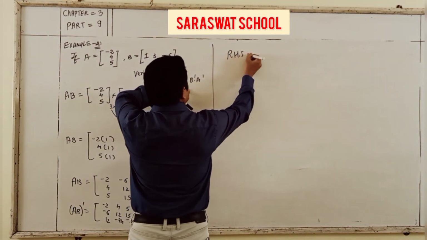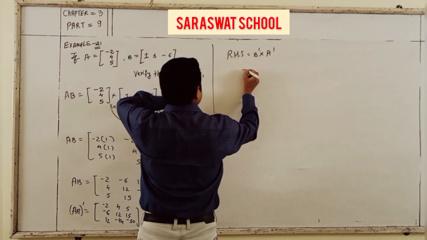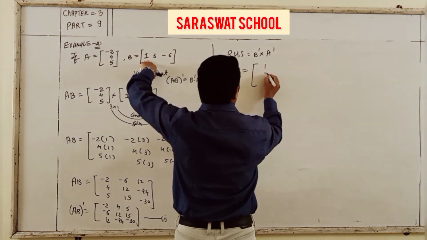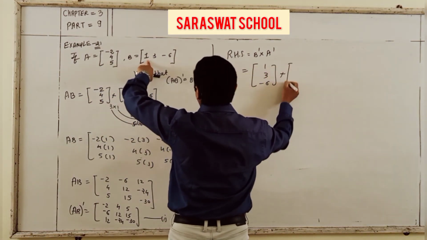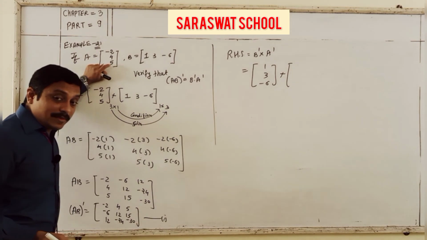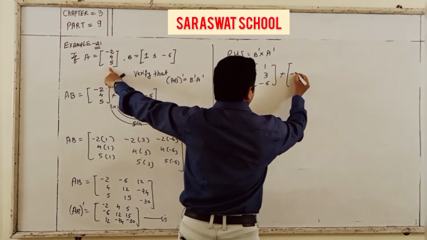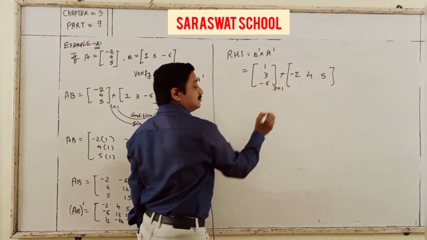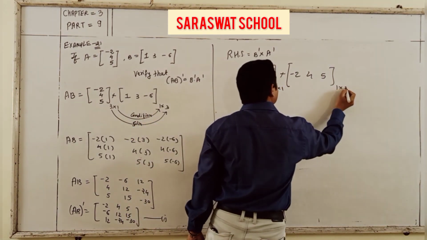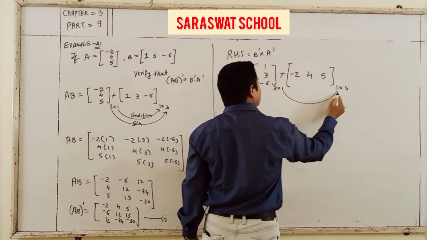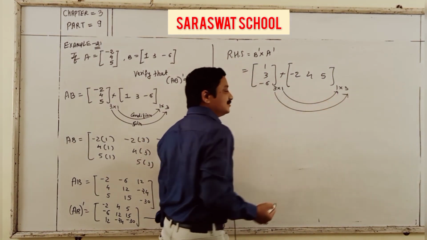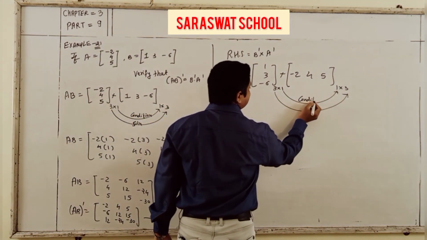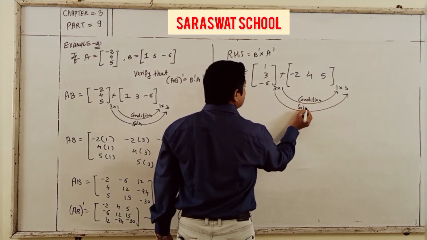Yes, you will prove B dash into A dash. So B dash means this 1, 3, minus 6. I will write it in this way. Same for A dash: this is minus 2, 4, 5. I will convert minus 2, 4 and 5 row-wise. Here check, 3 row 1 column and that is 1 row 3 column. Again check whether it is valid or not valid, because it is your condition and that is your solution.